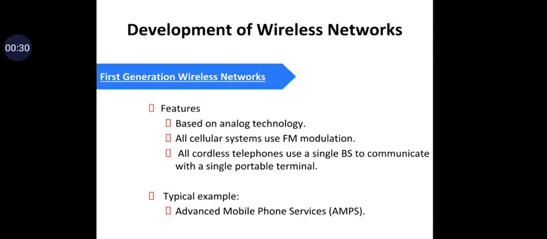So let's start with the first generation wireless networks. The important features of first generation wireless networks are it is based on analog technology. All cellular systems use FM modulation and all cordless telephones use a single base station to communicate with a single portable terminal. AMPS is an example for first generation wireless networks.